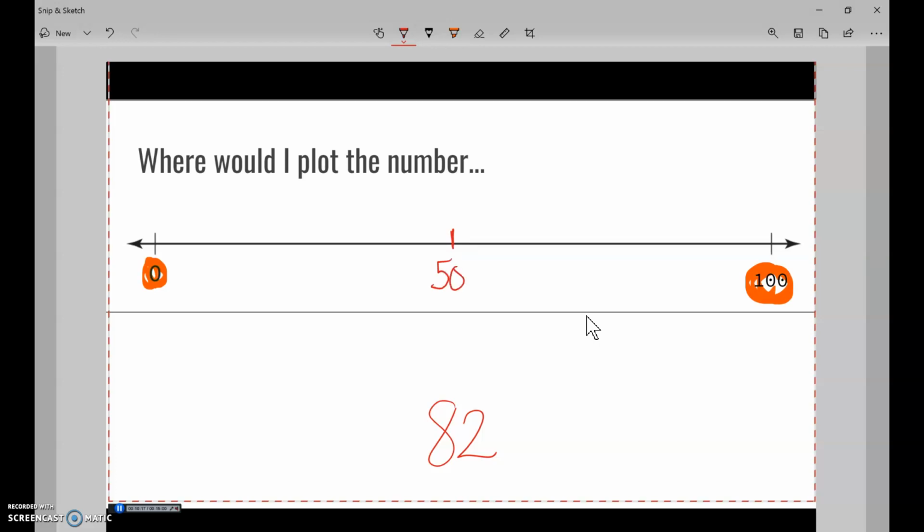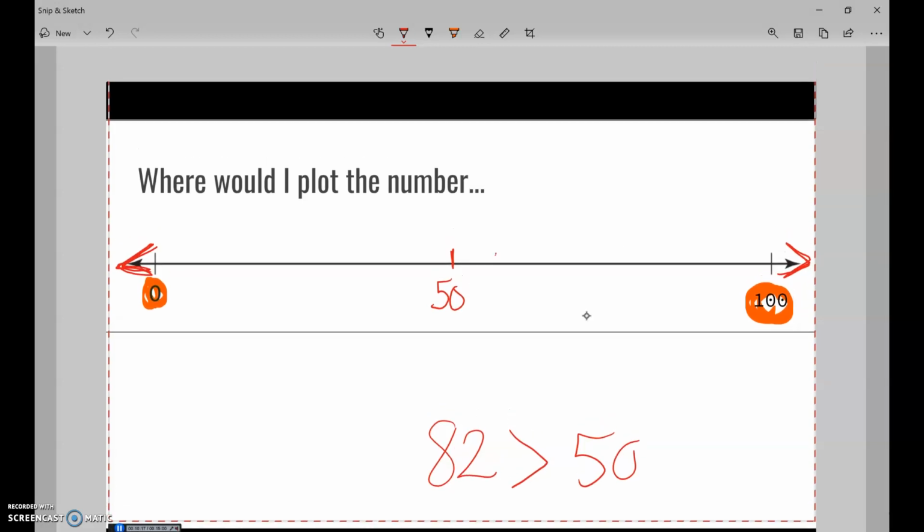But 80 is greater than 50. So now I'm going to work on the right hand side. Okay, greater than, less than, right? Remember that? Okay. So I'm going to put between my landmark numbers like 60, 70, 80, and 90. 100. Okay, better.